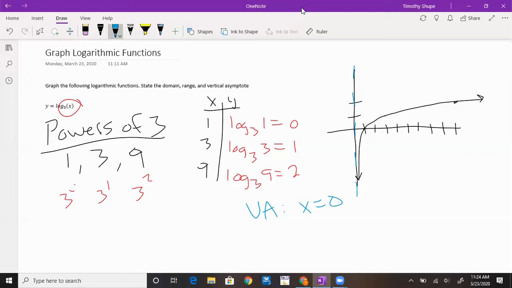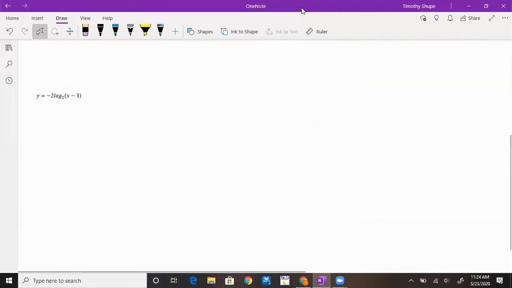Now, not all these functions are going to have vertical asymptotes at 0. So we want to be able to know how to graph when something's been shifted off of that 0 point. The next function we want to be able to graph is this one here, y equals -2 times the log base 2 of x minus 3. Now, there's two things that we can do to start out with. We can either look for powers of the base, or we can look for the vertical asymptote.